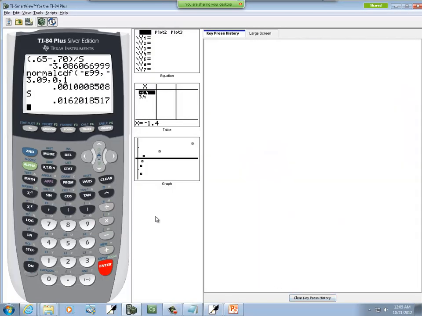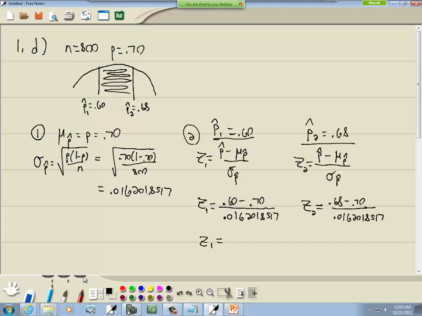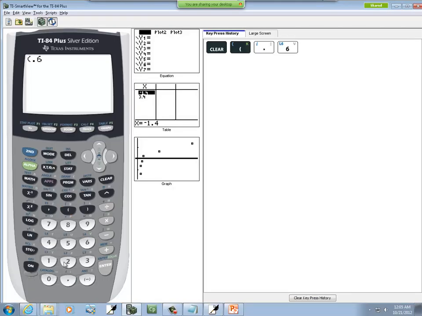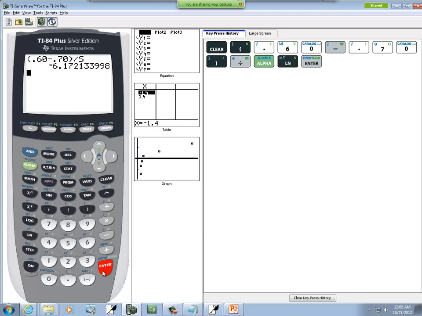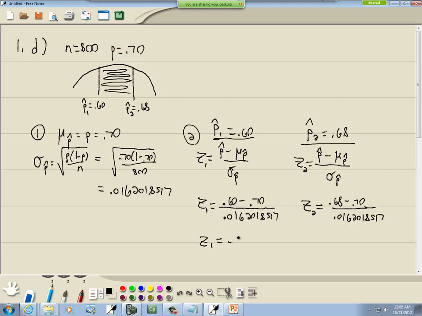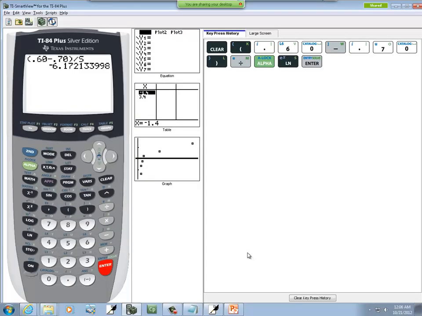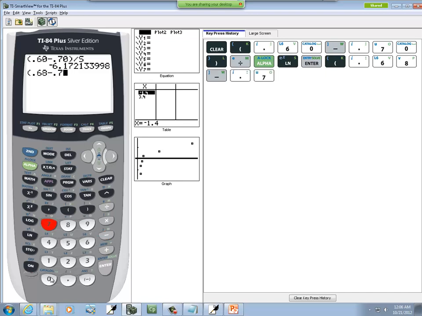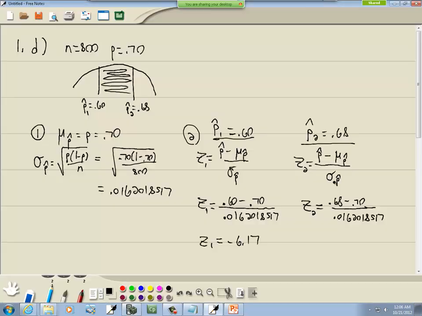So for this one we'll have beginning parentheses 0.60 minus 0.70, closing parentheses, divided by S, and I put that in S, so alpha ln, enter, and then we get negative 6, that's big, 6.17. Okay, let's find our other one. So beginning parentheses 0.68 minus 0.70, closing parentheses, divided by S, so alpha ln, enter. Then we get negative 1.23.